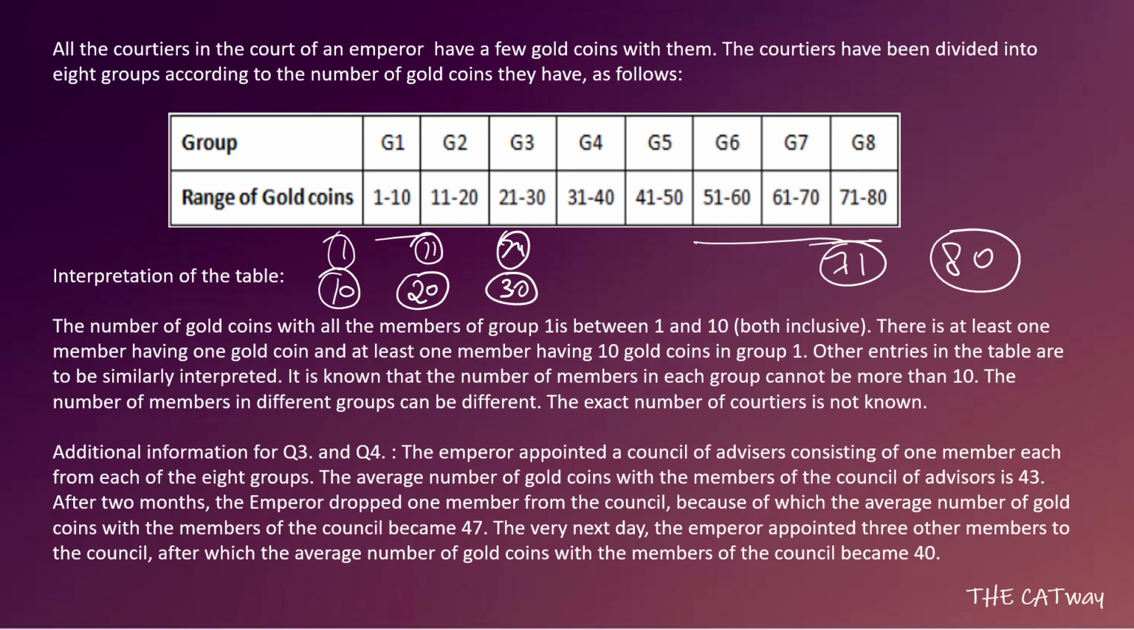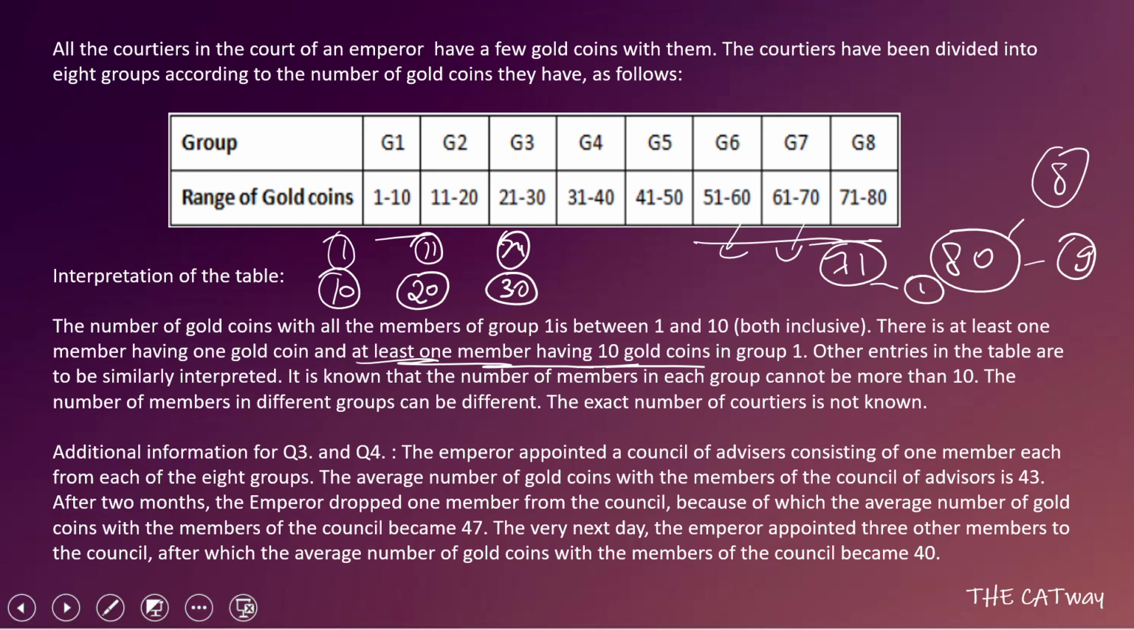It has been given that there is at least one member having 10 gold coins, but it is not said that there is exactly one member. So at least one member means that we can assign more people to 10 gold coins. Similarly, in group 8 we can assign more than one person to 80 gold coins. So we will assign all those 8 people who can come in group 8 to 80 coins. So the total number of people with 80 gold coins will become 9, and there will be one person with 71. The next 8 we will give 70 because that is the maximum of group 7, and the last 8 remaining we will give 60.